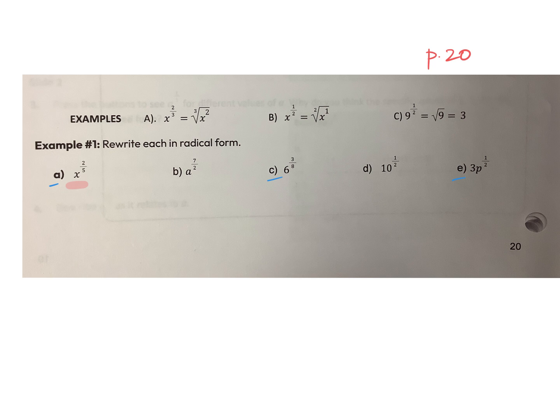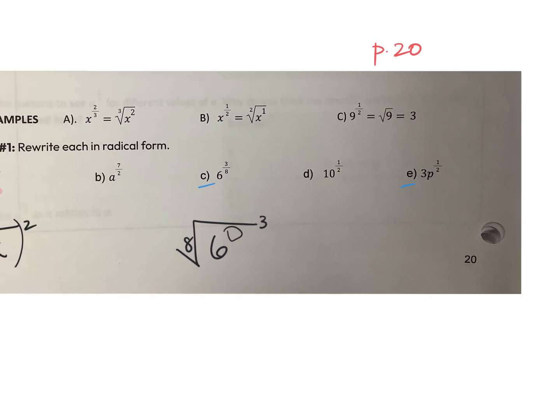All right, letter A: you're taking the fifth root, and you should have x here, and the squared can go on the outside or on the inside. Letter C: again, your base is 6, so your radicand is 6, and that goes on the inside. Eighth root, and then to the third power, that top number. Again, the 3 can be inside right here as well. And then the last one, I really want to talk about E.